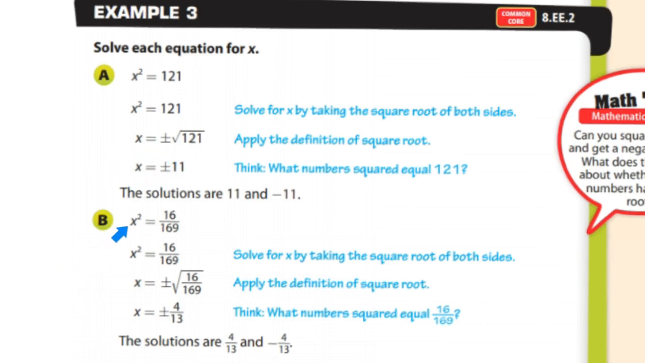Here we have x squared. Find the square root of 16. Find the square root of 169. Well, from your list, the square root of 16 is 4. From your list, make it go up to 169, and 13 is your square root. Positive and negative 4/13. Don't let fractions scare you. It's actually 2 little problems together.